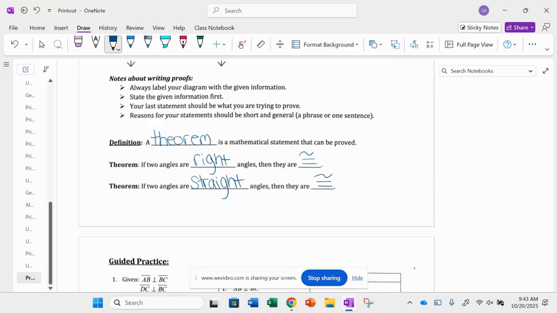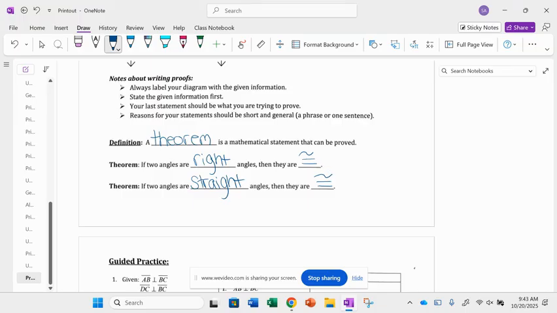Well, if two angles are right angles, let's stop there. By definition, what's the definition of a right angle? A right angle is an angle that has a measure of 90 degrees. So two angles both have a measure of 90 degrees. Don't they have to be congruent since they have the same measure? All right, so we just proved that one.